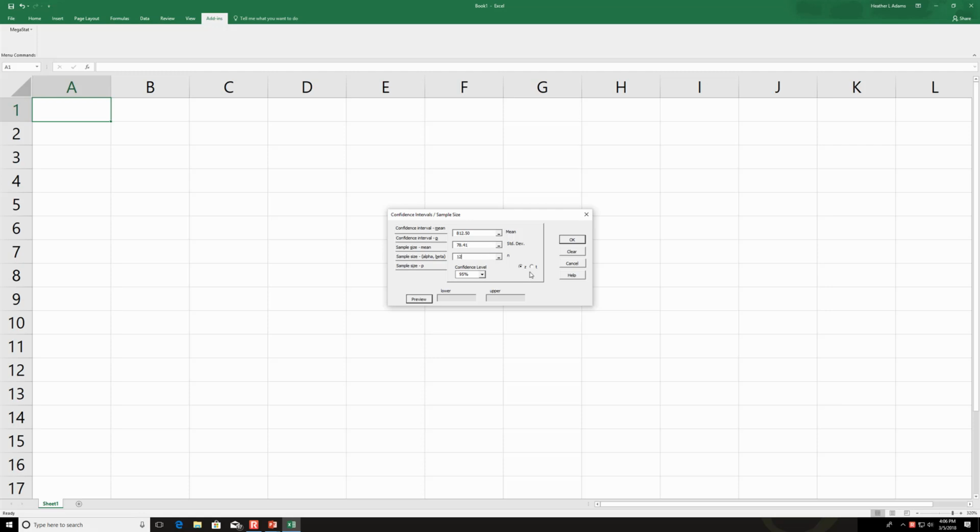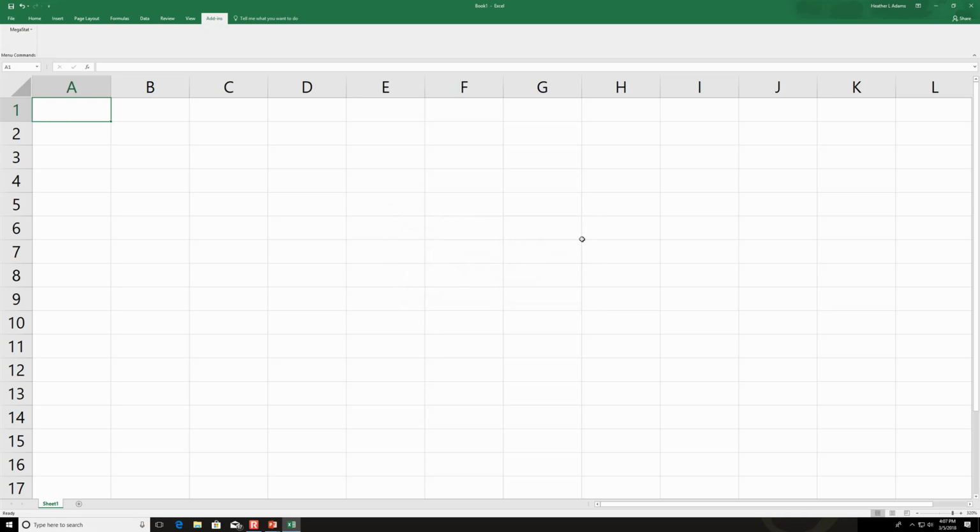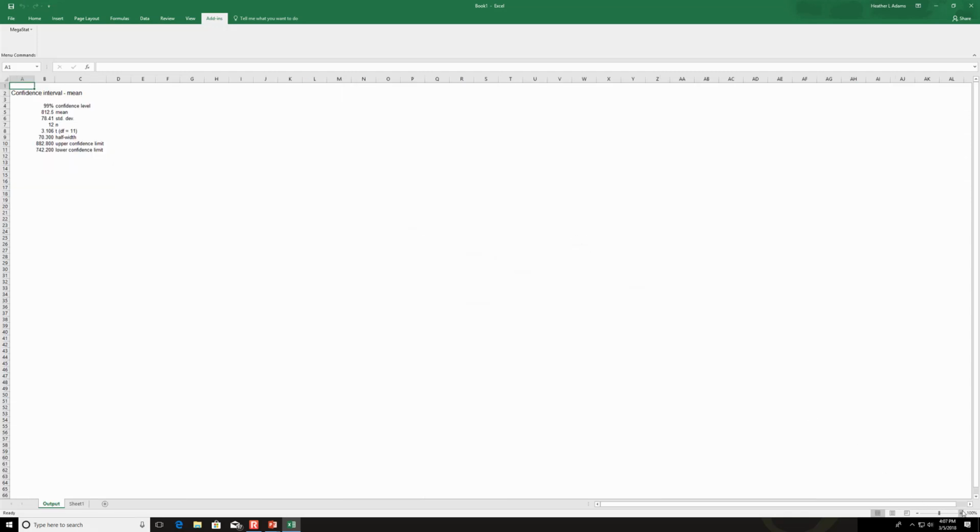I'm going to use the t-distribution, the more conservative, because I have the sample standard deviation, not the population standard deviation. And again, in this class, we're always just going to use the most common one and be more conservative with the t-distribution. 99% confidence, hit OK, and you'll see the confidence interval there.